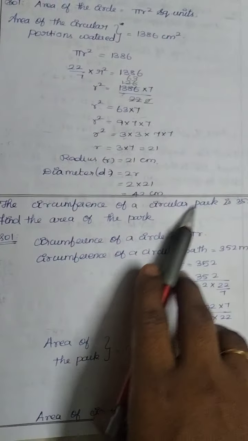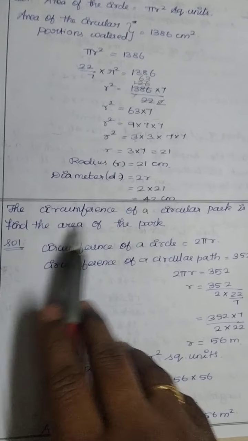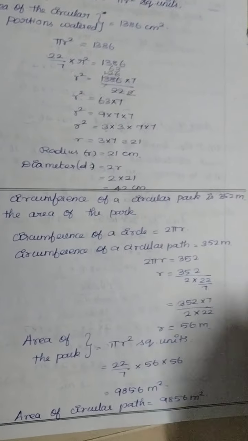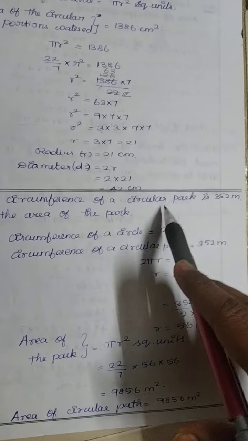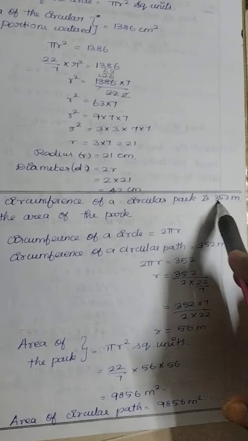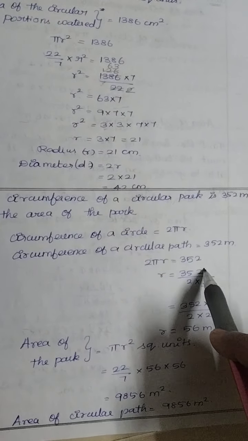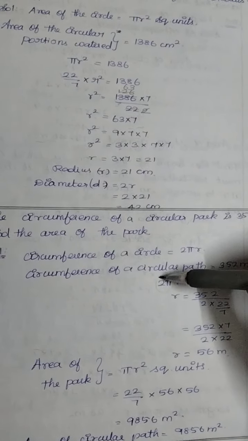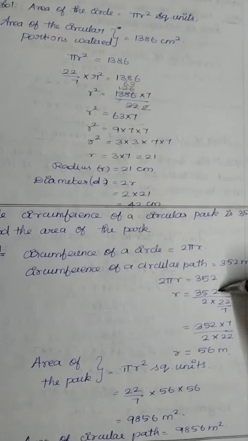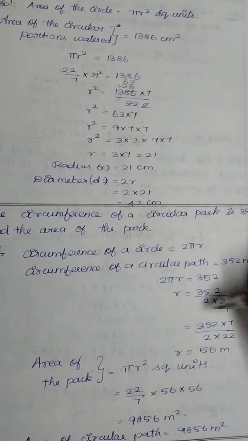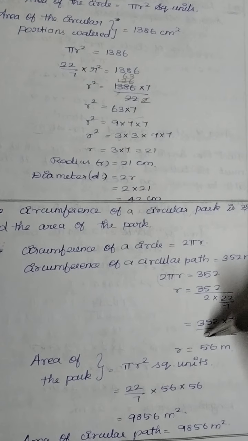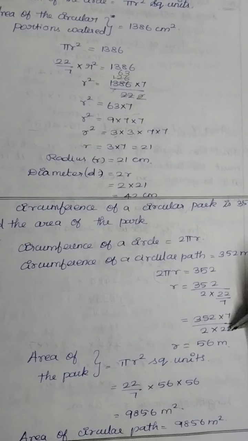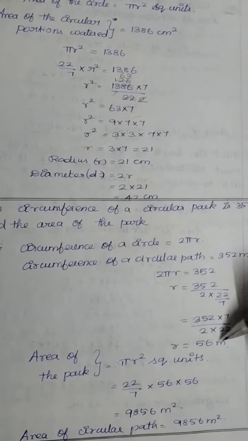The circumference of the circular park is 352 meter. Find the area of the park. We know that the circumference of the circle is equal to 2 pi r. So 2 pi r is equal to 352. Moving 2 pi to the right hand side, r is equal to 352 divided by 2 into 22 by 7, that is 352 into 7 divided by 2 into 22. First we cancel those things, then we get the answer 56 meter.